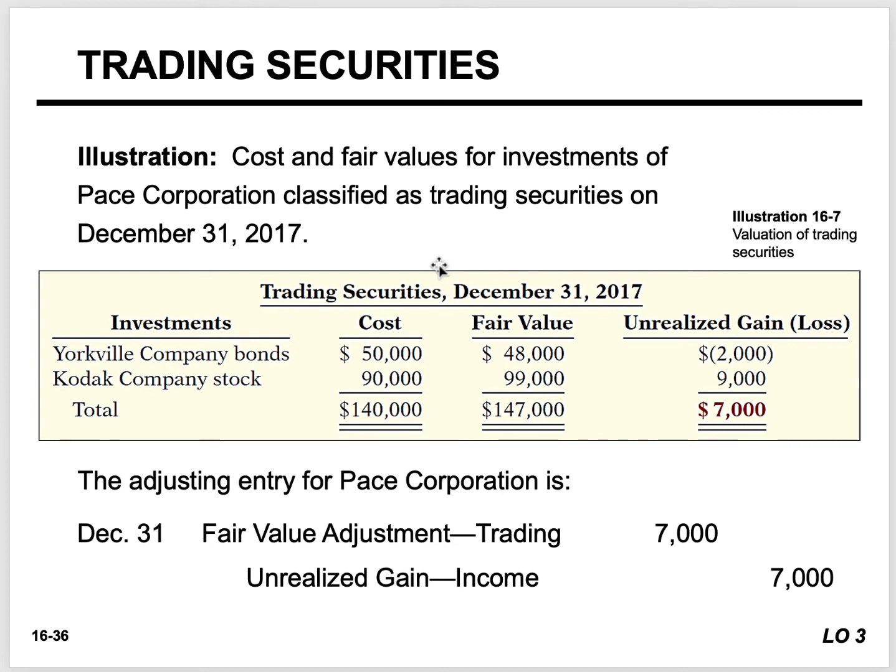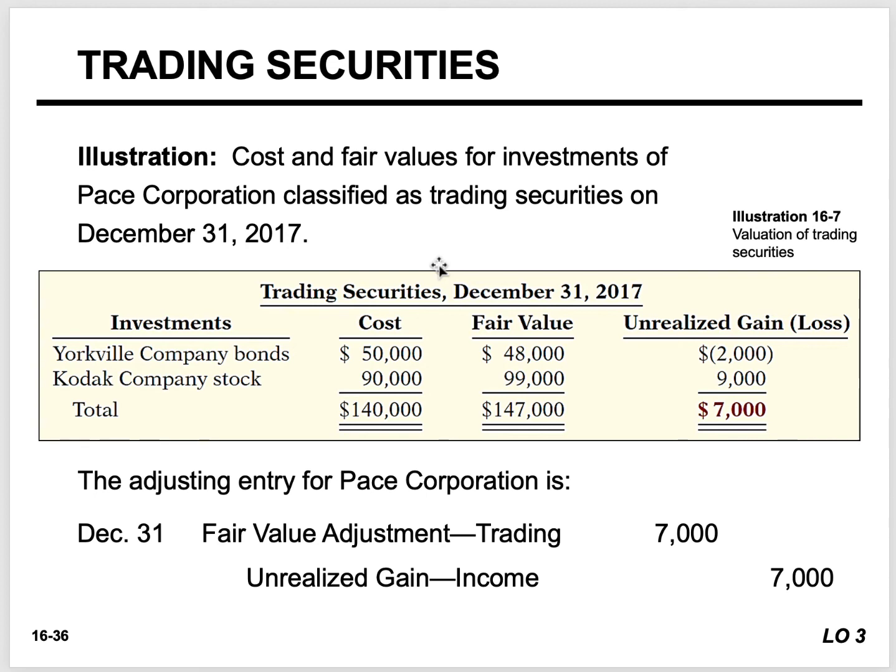The reason why it is not realized is because we didn't sell them, right? We still hold them. Our intent is to sell them. They're trading securities. However, we hold them at the end of the reporting period. We need to report. We didn't actually sell them yet, but this is the unrealized gain or loss that we would recognize at this point in time if we were to sell them, okay?